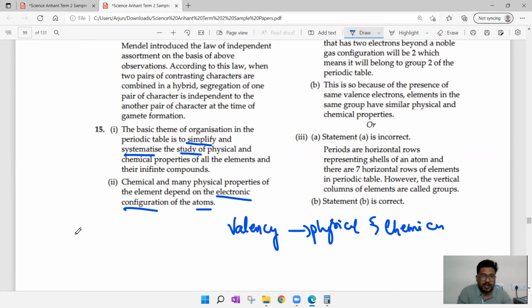You see, for example, if you take the periodic table, this is group 1. So what are the elements present in group 1? Hydrogen, lithium, sodium, potassium. All elements will have valency 1. So they are very aggressive, very reactive metals. All elements will be losing 1 electron. All elements will be forming cations.